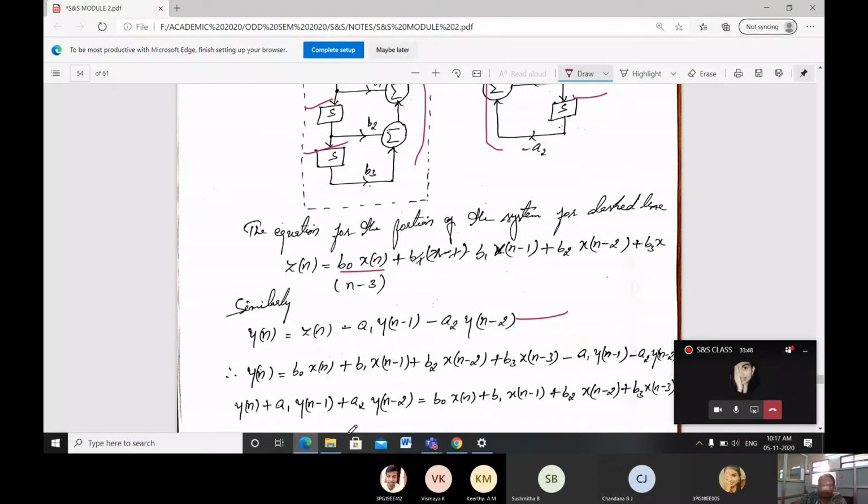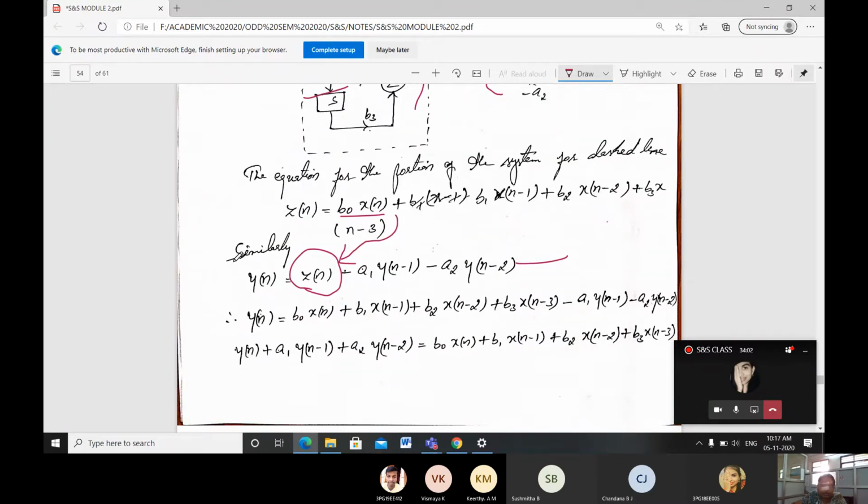Then what you have to do is write what our y of n is. I am substituting the z of n from this equation. If we substitute, we will be getting y of n is equal to b naught x of n plus b1 x of n minus 1 plus b2 x of n minus 2 plus b3 x of n minus 3 minus a1 y of n minus 1 minus a2 y of n minus 2.